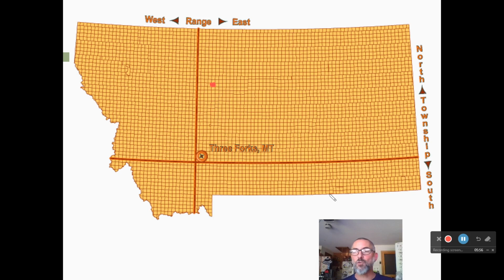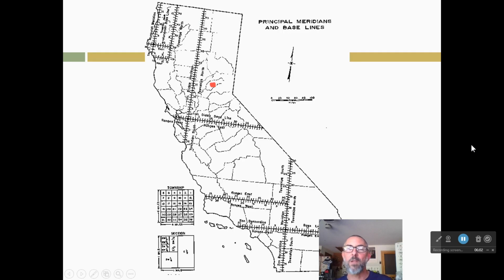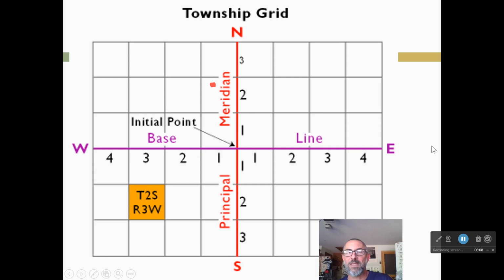So each quadrangle has a unique township and range location. That's the start of the public land survey system. There's California. It's got several principal meridians and baselines. So here's that blown up, zoomed in just a little bit. We've still got a baseline, and we've still got a principal meridian.